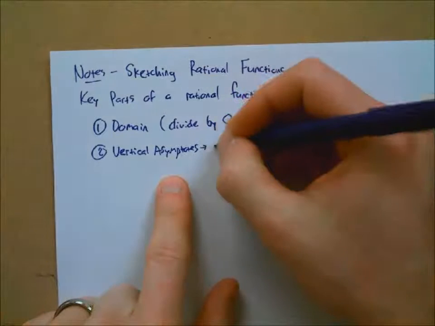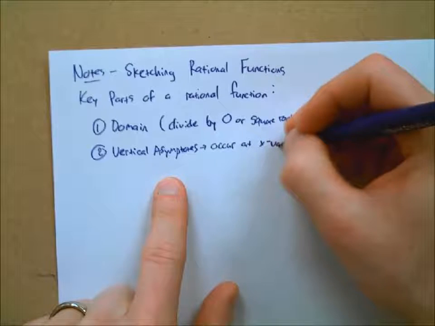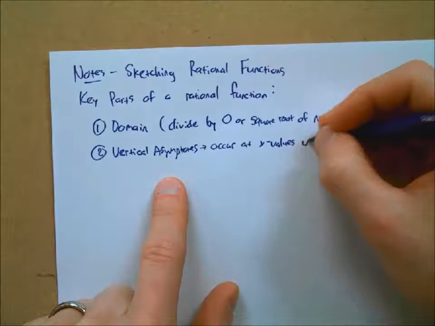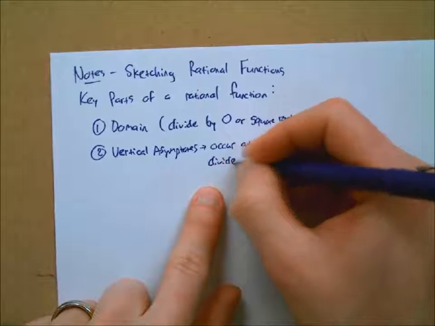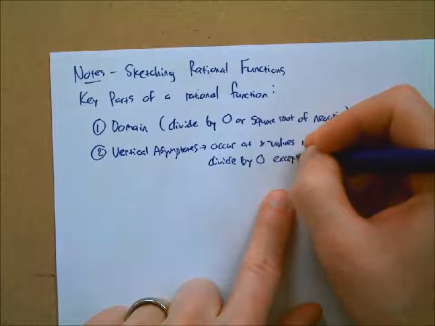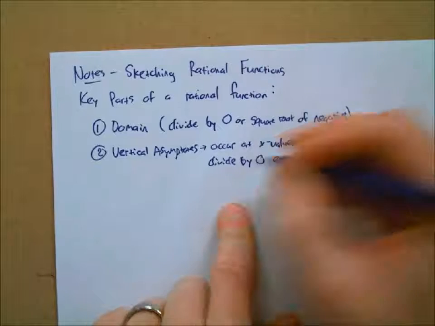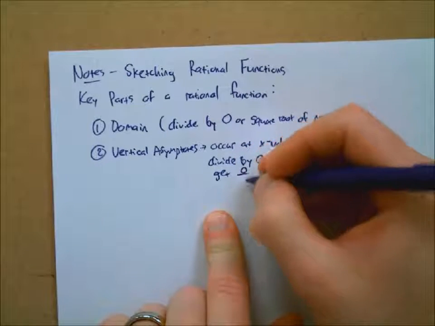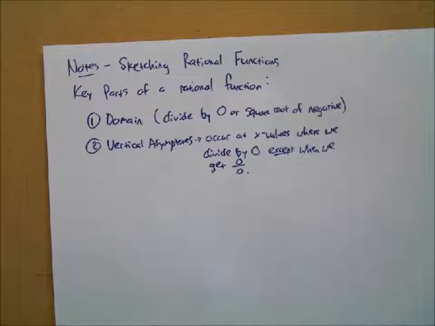These occur at x values where we divide by 0, except when we get 0 over 0. So in other words, vertical asymptotes occur when we are, what do we call it when we have a number over 0? Undefined. So vertical asymptotes occur when we are undefined.